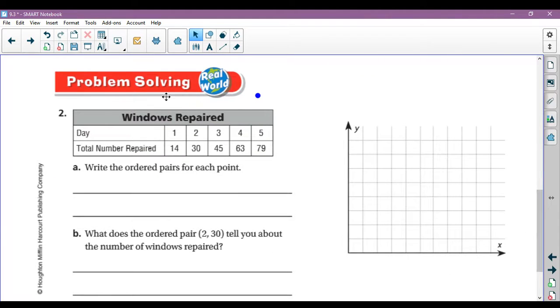So let's take a look at this one. This one is windows repaired. So the first thing I always do is I give my graph a name.